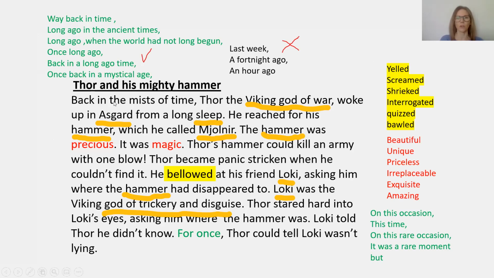So here, look, I'm just going to show you a few of these ideas, and then you can go back and look at this properly yourself. So these are some examples here for the sentence starters. So back in the mist of time is the one that was chosen. However, you could have way back in time, long ago in the ancient times, long ago when the world had not long begun, once long ago, or once back in a mystical age. So, like I said, back in the midst of time is the one that was selected.